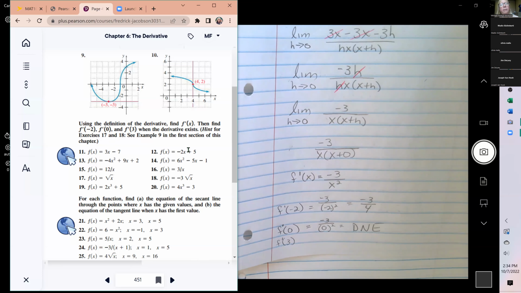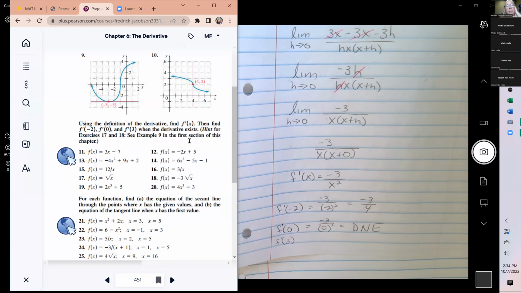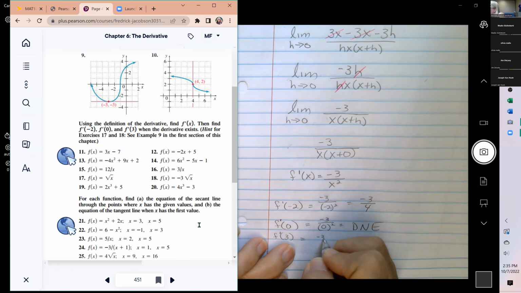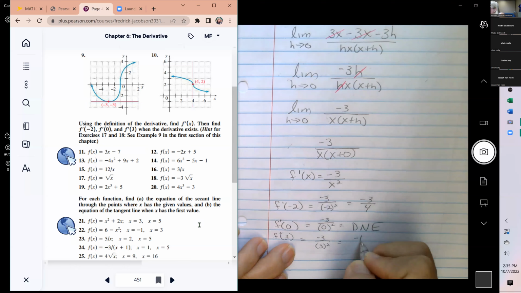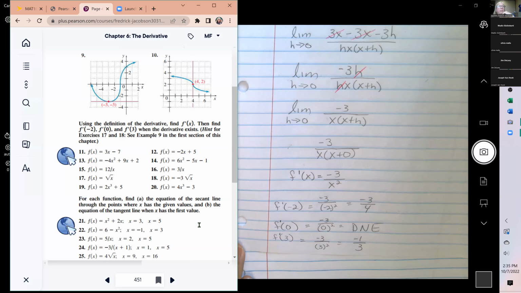Oh, I thought it said not to use the definition. Oh, I knew it said it somewhere. So they want you to find it when it exists. So f of 0 doesn't exist, because you can't divide by 0. Any questions on that?